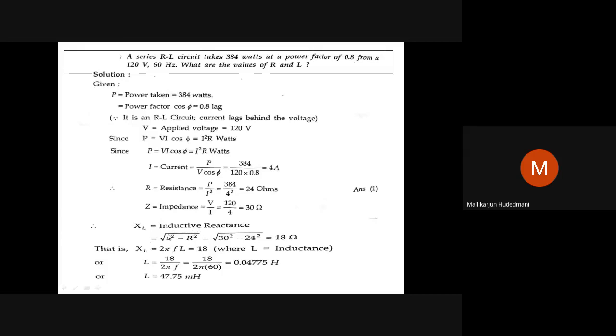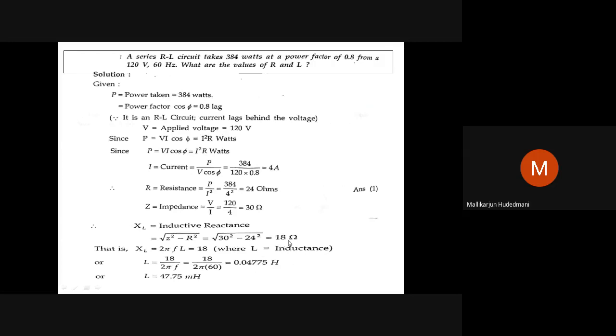I would like to take it, but Z I don't know. To get Z, what will I be doing? Impedance equals voltage divided by current. 120 is the voltage, 4 ampere is the current. Using Ohm's law, V by I, 30 ohm is the impedance of the circuit. So I got Z, I know R. Then it's very easy: the square root of Z square minus R square. If I throw XL, I can get it. XL stands as 18 ohm here.